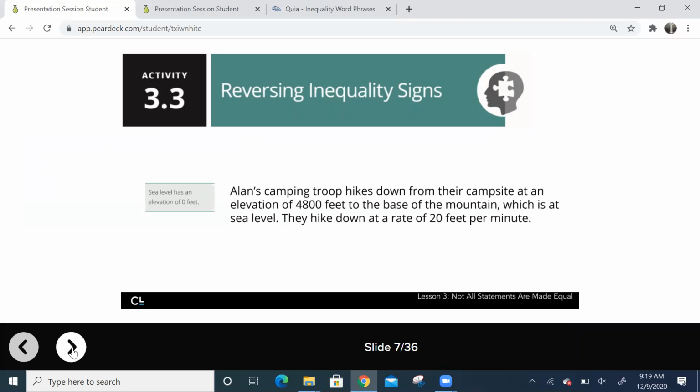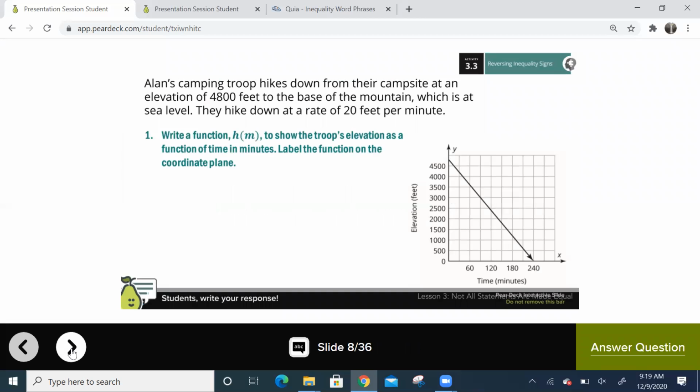Alan Campbell's troop hikes down from the camping site at an elevation of 4,800 feet to the base of the mountain, which is at sea level. They hike down at a rate of 20 feet per minute. Write a function h of m to show the troop's elevation as a function of time in minutes. Label the function on the coordinate plane. We started at 4,800 feet and we're going down, so our slope is down 20 feet per minute.